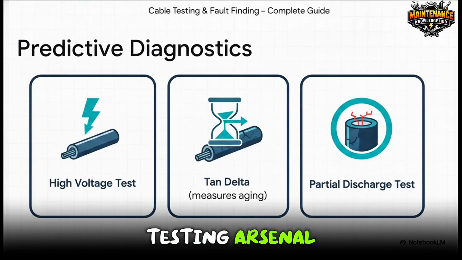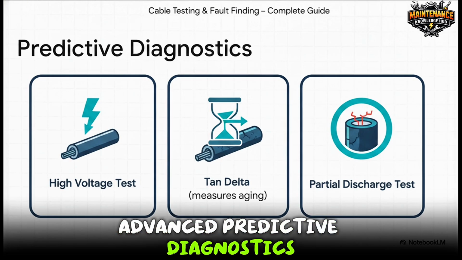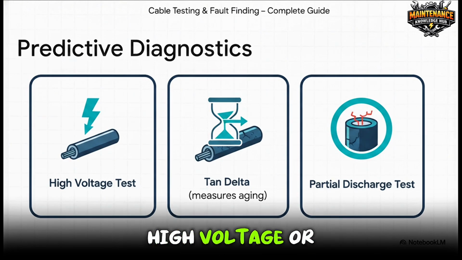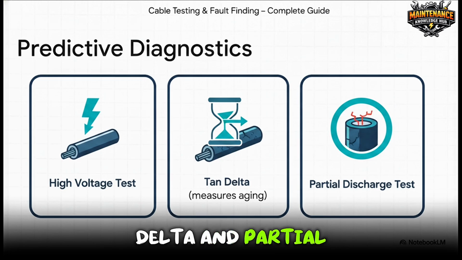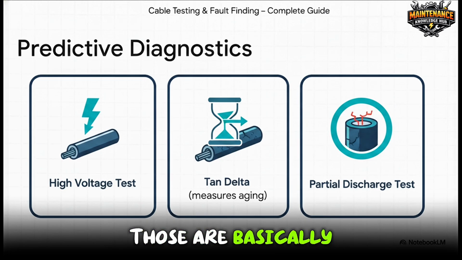Rounding out our testing arsenal, we have the advanced predictive diagnostics. There's your standard high voltage or hi-pot test, which is usually used after installations to check insulation strength, but the tan delta and partial discharge tests, those are basically your crystal balls.